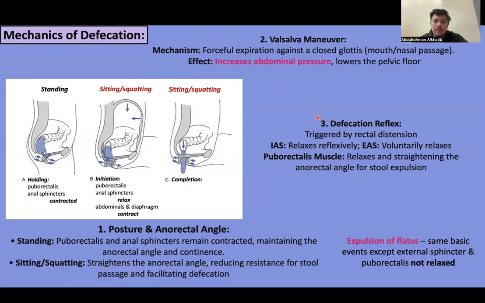Tamam? Lastly, we have the defecation reflex. As we have mentioned, the defecation reflex is triggered by the rectal distension. The internal anal sphincter will relax. The external one will voluntarily relax whenever it's convenient. We also have the puborectalis muscle. It will also relax, and this will straighten the anorectal angle.